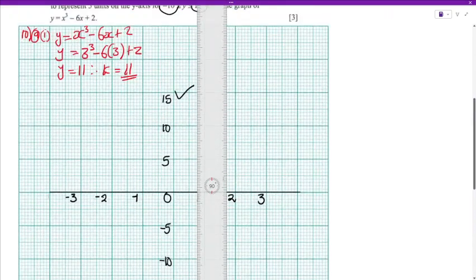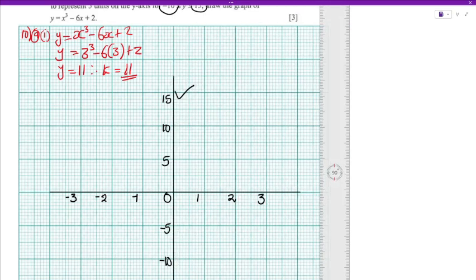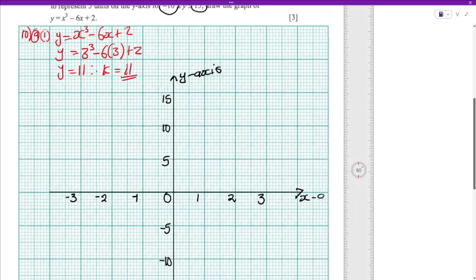Okay, somewhere there, and then we draw our y-axis a bit to the left, somewhere there. Just move it a little bit. Okay, so this is our y-axis, and then this is x-axis.